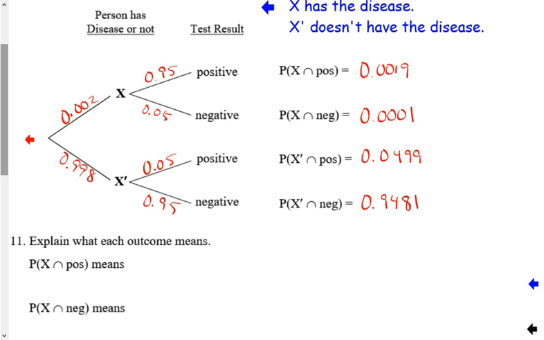Any questions? So hopefully it makes sense. It's not simple, but hopefully it's clear as in where we're getting each probability from.